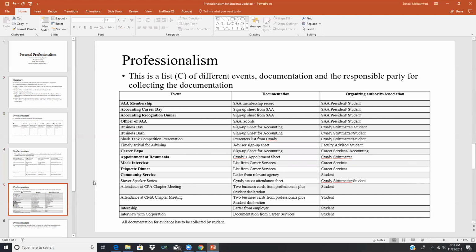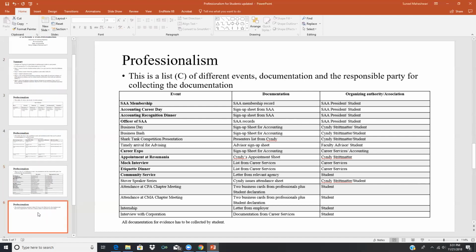In addition, you will need to get documentation showing that you have attended these events. That is basically evidence that you have attended these events. So you'll have to keep track of both the events attended as well as the documentation. This shows you where you can possibly get the documentation for those events.